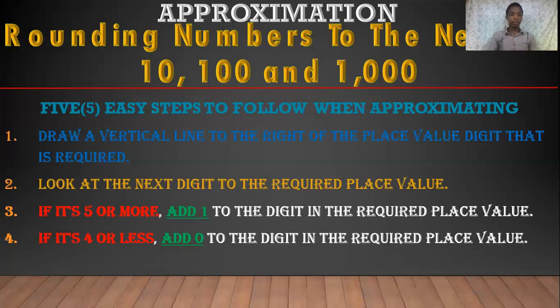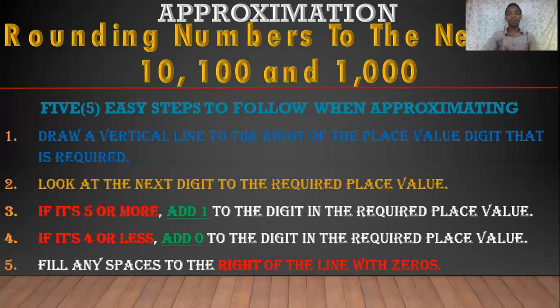For number four, if it is four or less, that means four, three, two, one, or zero, you round down. Rounding down means you add zero to the digit in the required place value. And then finally, you fill any space to the right of the line with zeros. Do you get that? Very easy steps. You don't have to memorize all this, just know how to apply them and you're good to go.